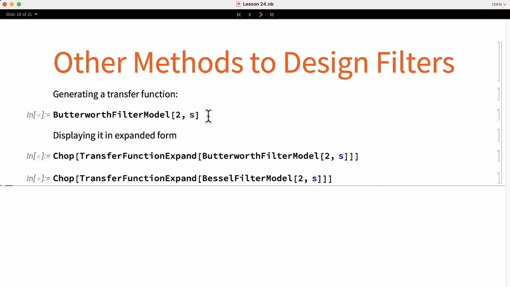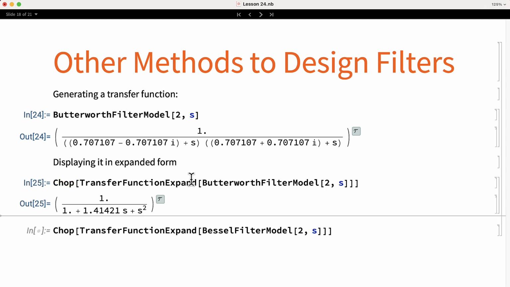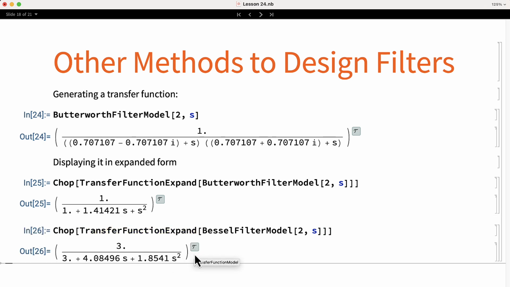Using these functions to generate a filter is very easy. For example, here we are generating a normalized Butterworth filter of order 2. The resulting transfer function is factorized and it does not look like the one we used. But using the function TransferFunctionExpand and Chop, we can obtain the transfer function in the form we use in the example. Similarly, we can obtain other filters like Bessel or Chebyshev.